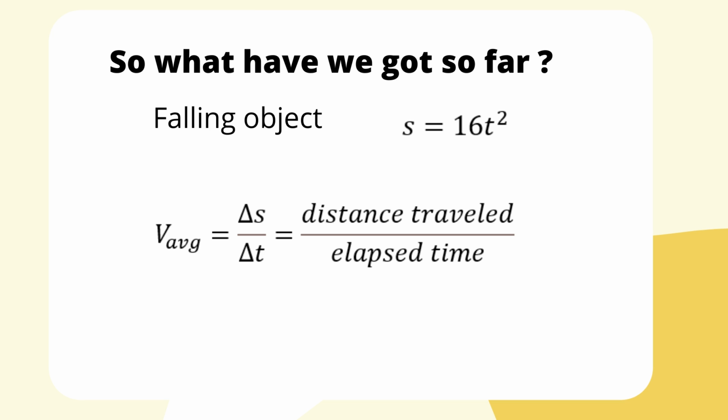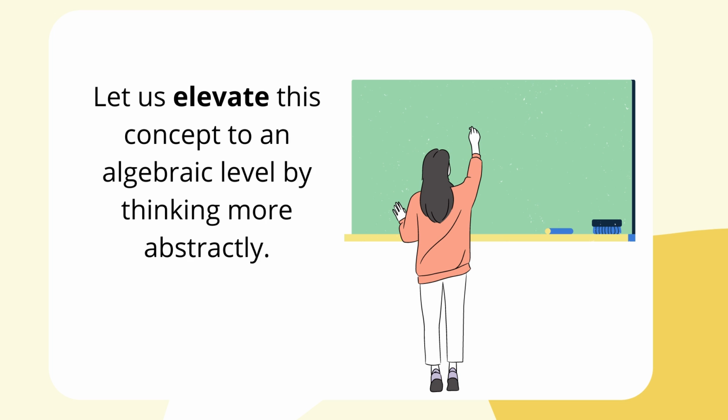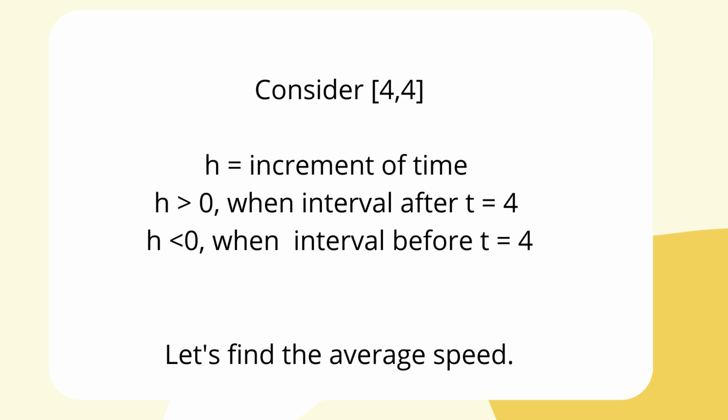So what have we got so far? We have a falling object and we have average velocity or average speed, which we defined as the distance traveled over the elapsed time. Let us elevate this concept to an algebraic level by thinking more abstractly. So we will consider the closed interval [4, 4+h], and we will let h mean the increment of time. Let's find the average speed.